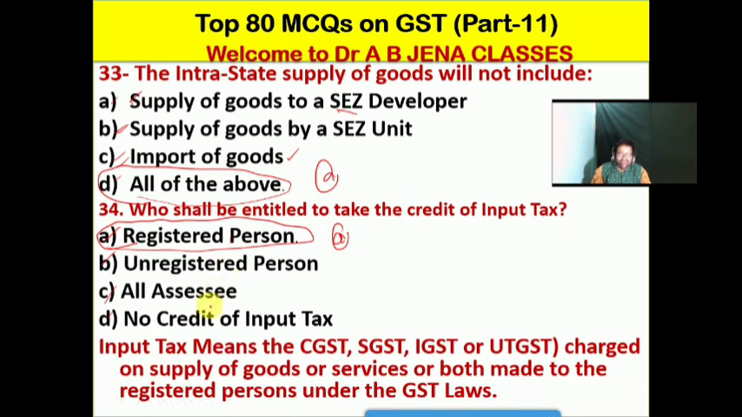Next, let us see what is the meaning of input tax. It is the CGST, SGST, IGST or UTGST charged on supply of goods or services or both made to the registered person under the GST law. So friends, that is the meaning of input tax.